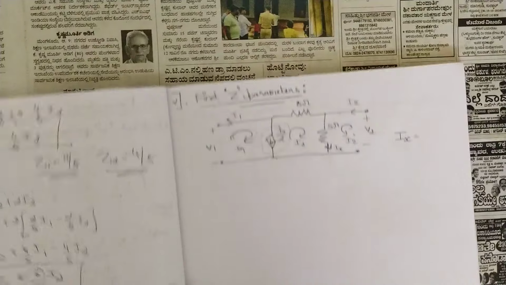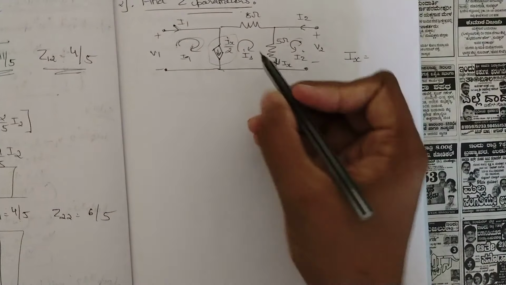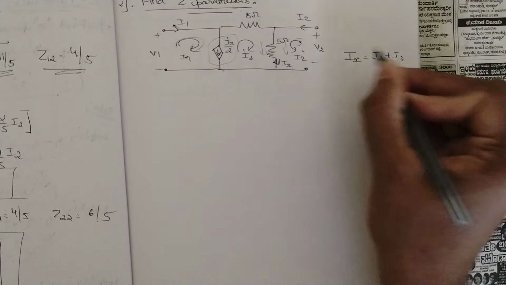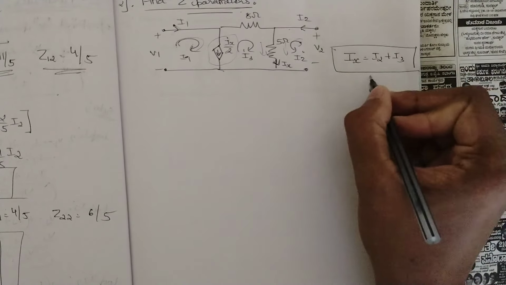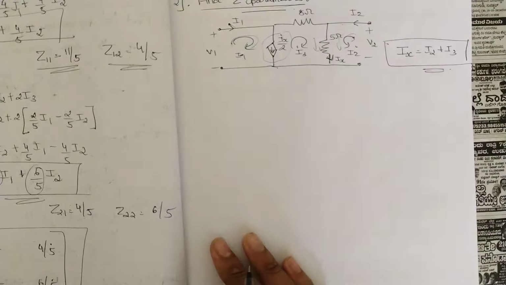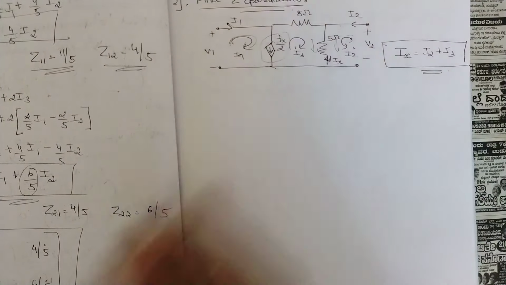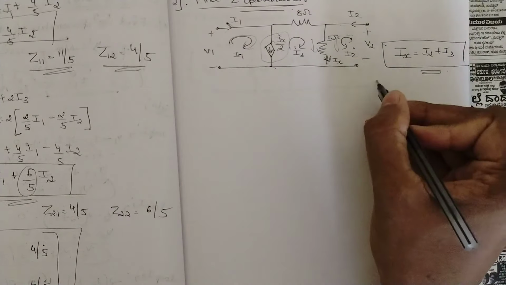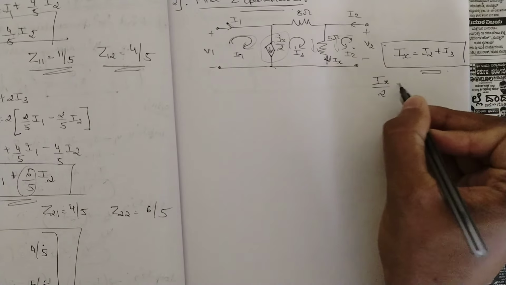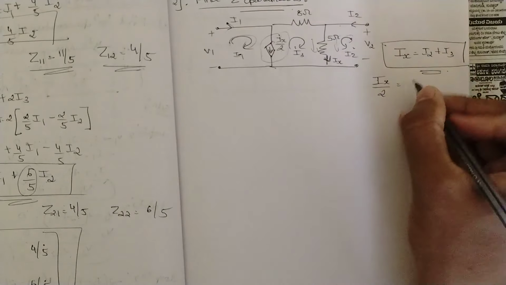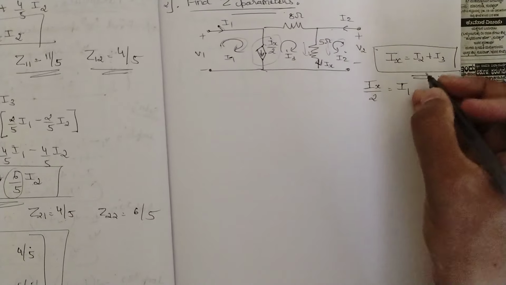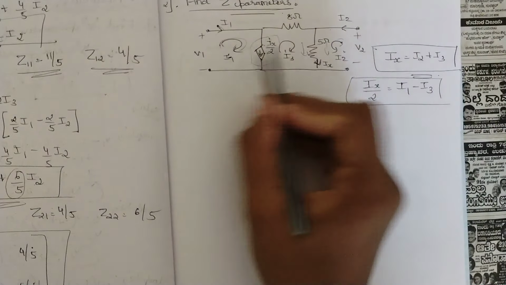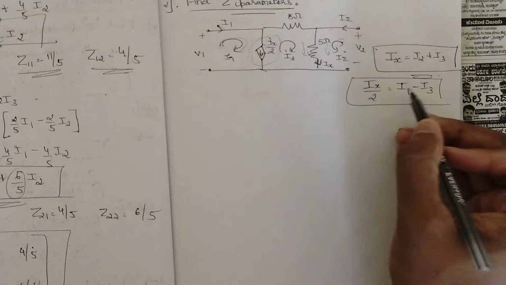What is IX? IX is between these two loops, I2 and I3, and these two loops are having the same directions. So that would be equal to I2 plus I3. We have got one equation like this. One more equation we should be writing. What is this IX by 2? If you observe carefully here, this IX by 2 acts as a current source between these two loops. That is, IX by 2 is equal to I1 minus I3, because it is between these two loops and these two loops are having opposite directions, so the minus sign comes.